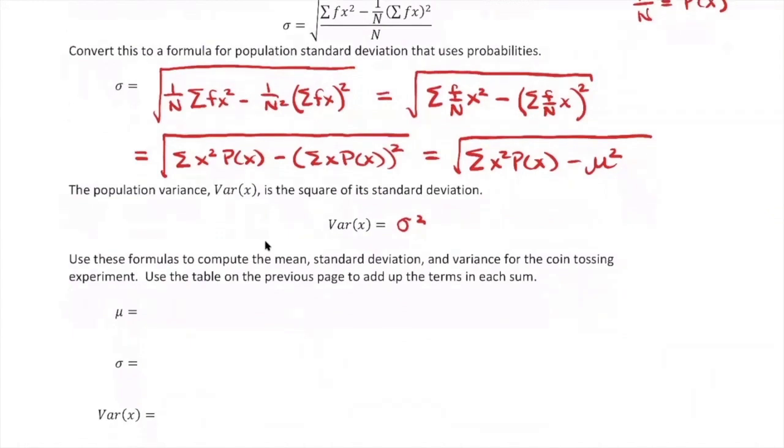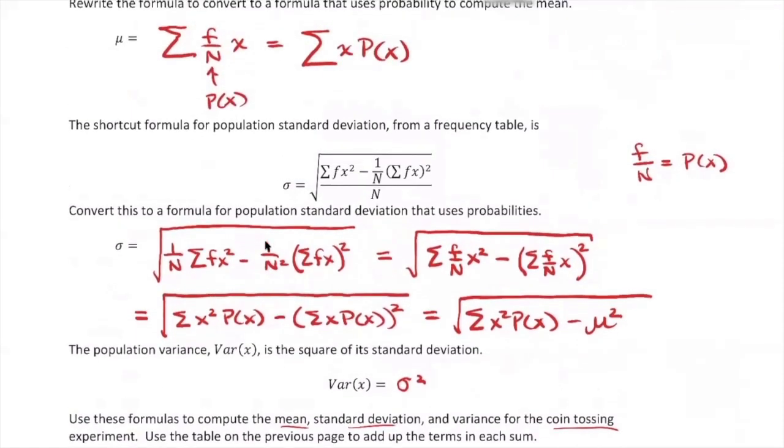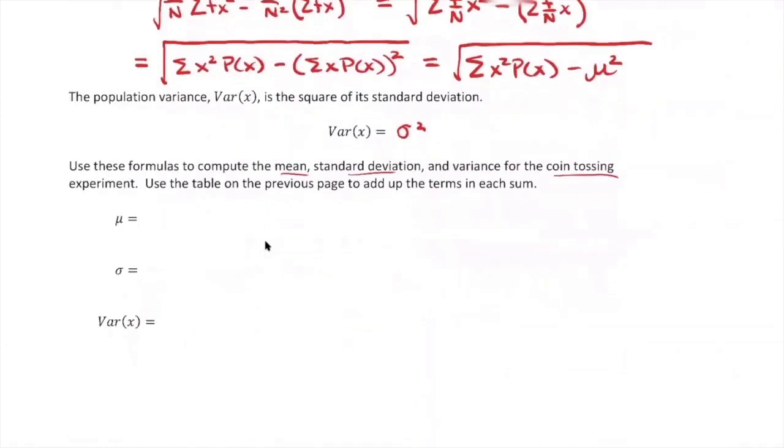Now it's referring us back to the coin tossing experiment. It's asking for the mean and the standard deviation. So I'm just going to real quick remind you, the formulas are here. I guess I can copy them down here. The mean is going to be the sum of x times p of x, just from above, and the standard deviation, the square root of the sum of x squared p of x minus the mean squared, and the variance is sigma squared.